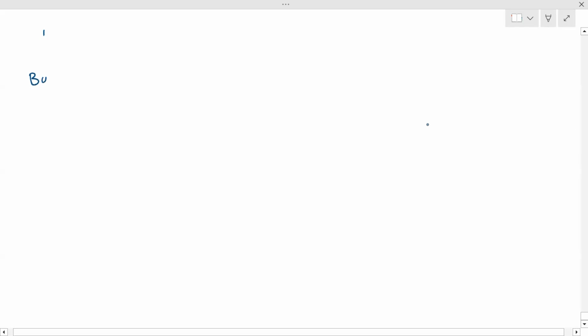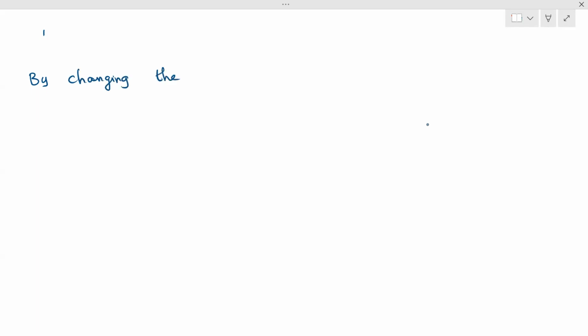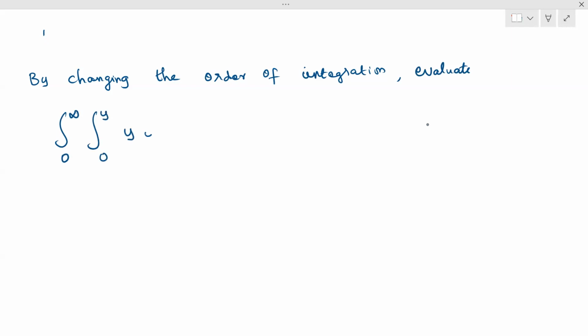Now we do the problem under changing the order of integration. By changing the order of integration, evaluate the integral from 0 to infinity, 0 to y, of e power minus y square by x dx dy.